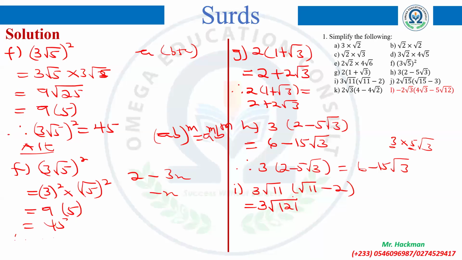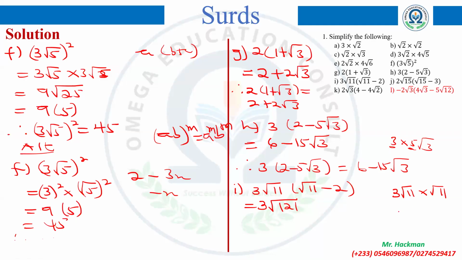Please come again. Okay, if you extract it, it is 3 root 11 times root 11, because you are distributing. Anytime you are moving the bracket, it will be multiplying all the terms here, each of them. So the first one will be 3 root 11 times root 11. So you go back to what we started with.